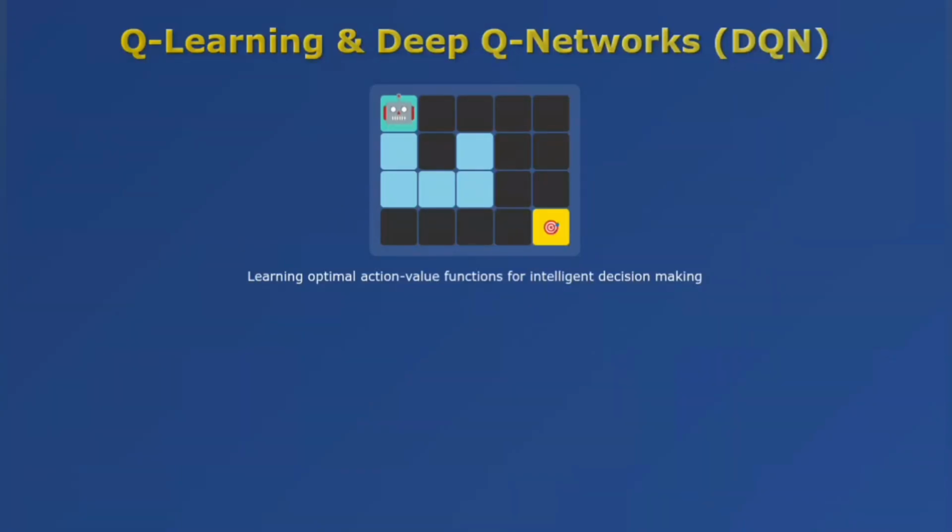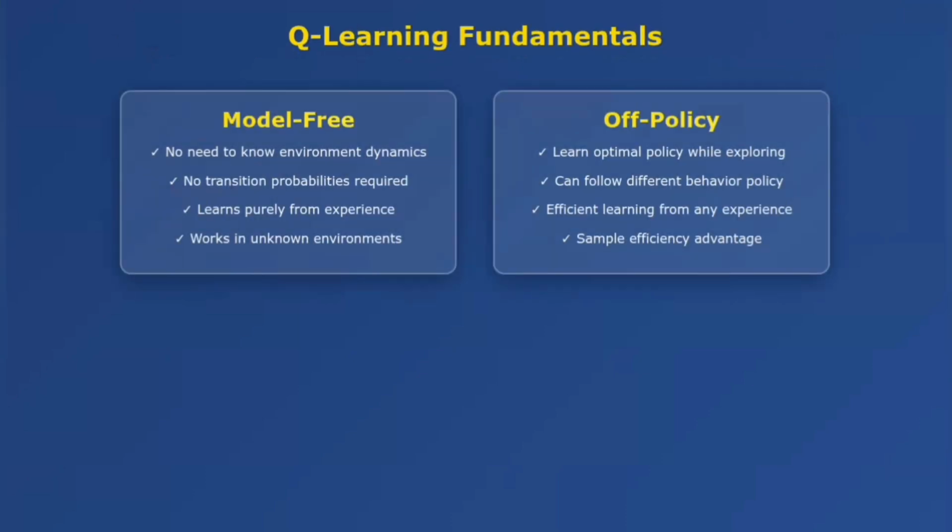With the core concepts of RL in mind, let's explore a fundamental and widely used algorithm, Q-learning. This algorithm helps an agent learn the optimal action value function, or Q function, which directly tells it the best action to take in any given state. Q learning is a model-free and off-policy algorithm. Model-free means it doesn't need to know how the environment works, the transition probabilities, or reward function. It learns purely from experience. Off-policy means it can learn the optimal policy while following a different exploratory policy.